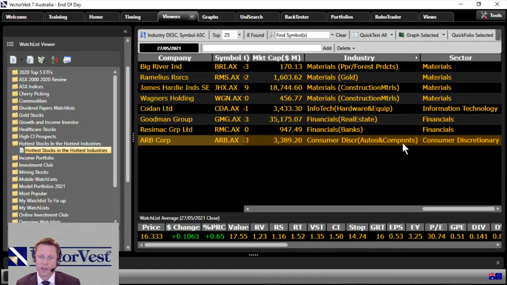Plenty of diversification there. What I tend to do, just another tip, is I tend just to pick the top stock in the top industry. All right.